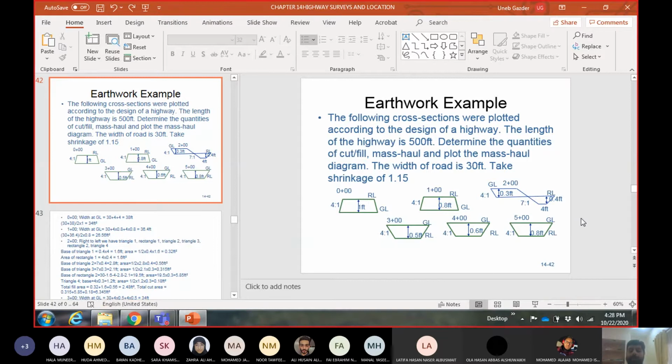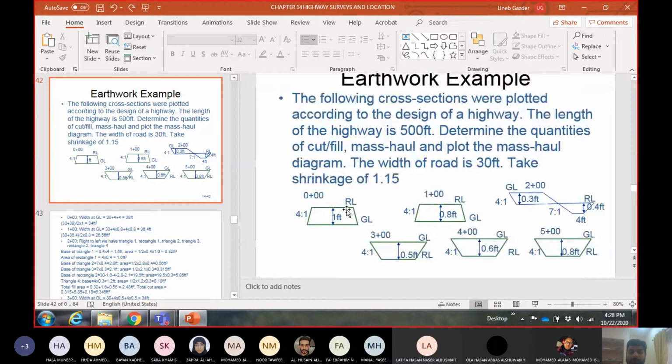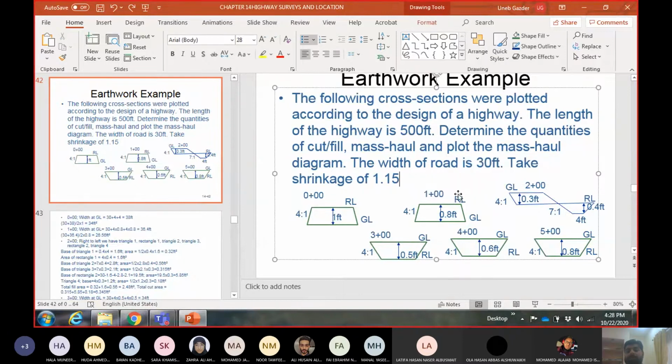To do that, first of all, we need some cross sections, and we need to find the area of each cross section. So we have the cross sections here. Let me zoom in. How many cross sections do you see? 1, 2, 3, 4, 5, 6. Six cross sections. Each cross section is at a different station. So you see station 0, station 1, 2, 3, 4, 5. And now you can see how we write a station. What is the notation for writing the station? Station 1 is 1 plus 00. Station 2 is 2 plus 00. This is the notation for writing the stations.